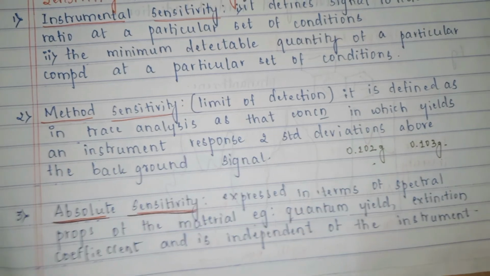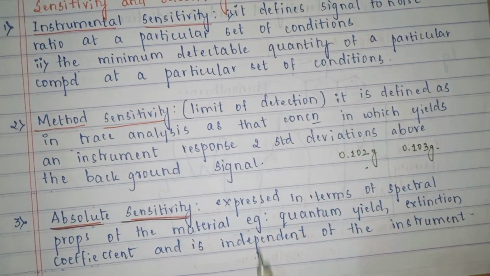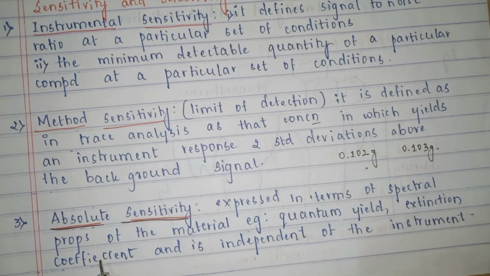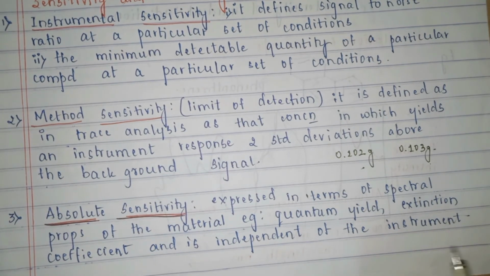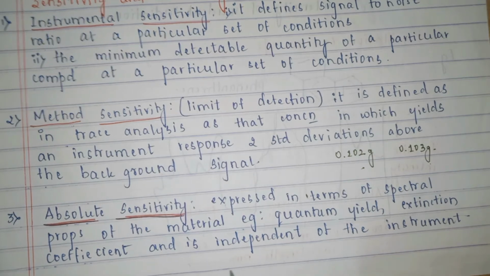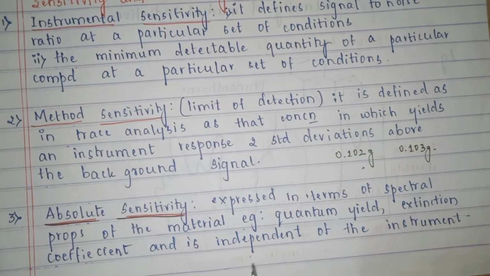The next concept is called absolute sensitivity. It is expressed in terms of spectral properties of the material, for example, quantum yield and extinction coefficient. Now absolute sensitivity is dependent on phi, that is the quantum yield. We already know what the quantum yield is. For a proper fluorescing molecule, phi should approach 1, and when phi approaches 1, then we say that this particular molecule has the highest fluorescing capacity. Now this is called absolute sensitivity.